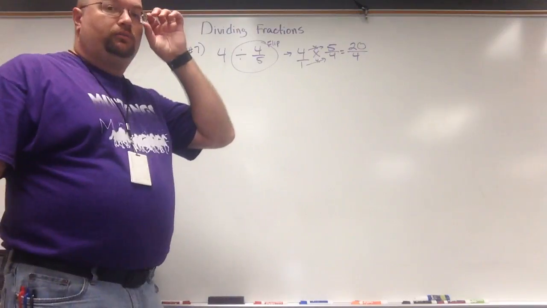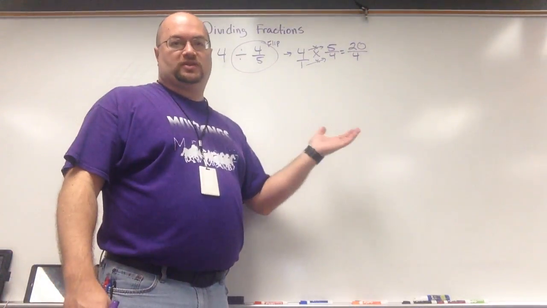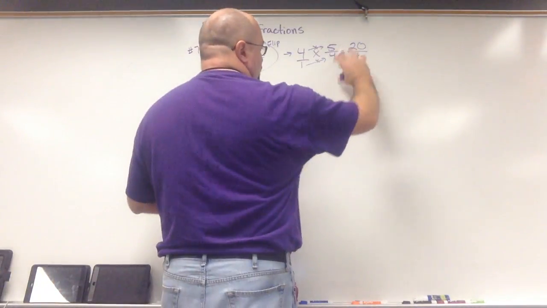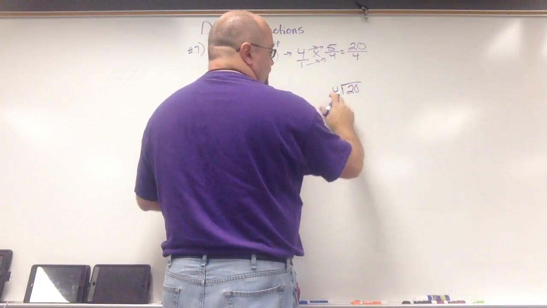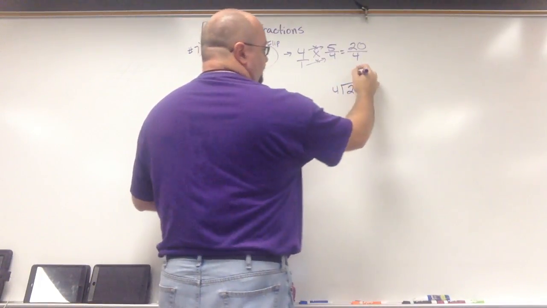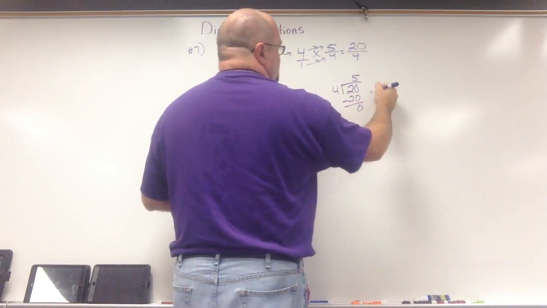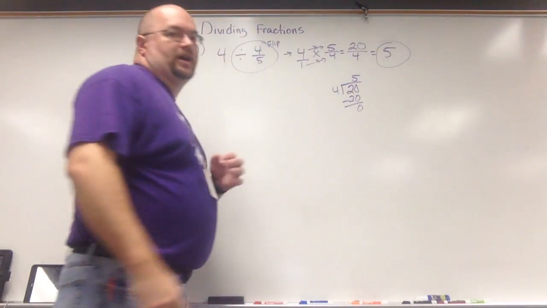Now, in all the classes we have worked on changing an improper fraction into a mixed number. Okay, so I know everybody knows how to do this. So we can do this. So knock it on its side. 20 divided by 4 gives me 5. So my final answer would be 5.